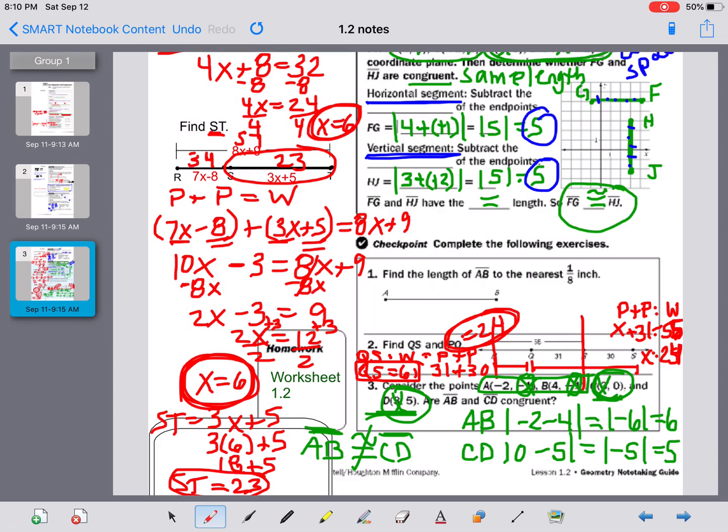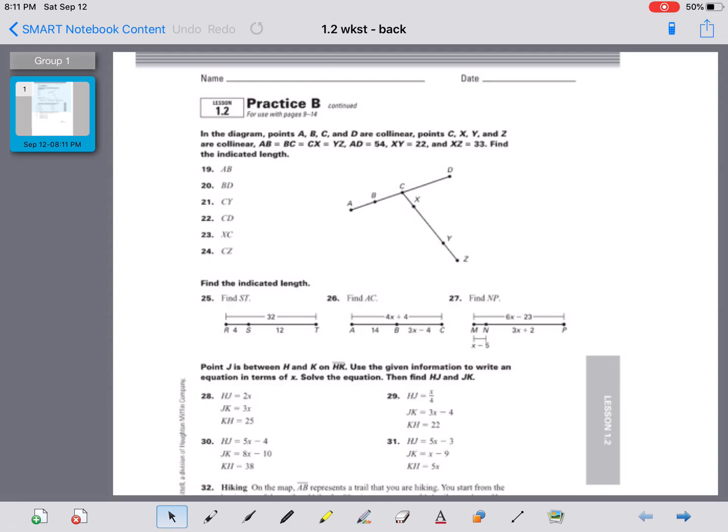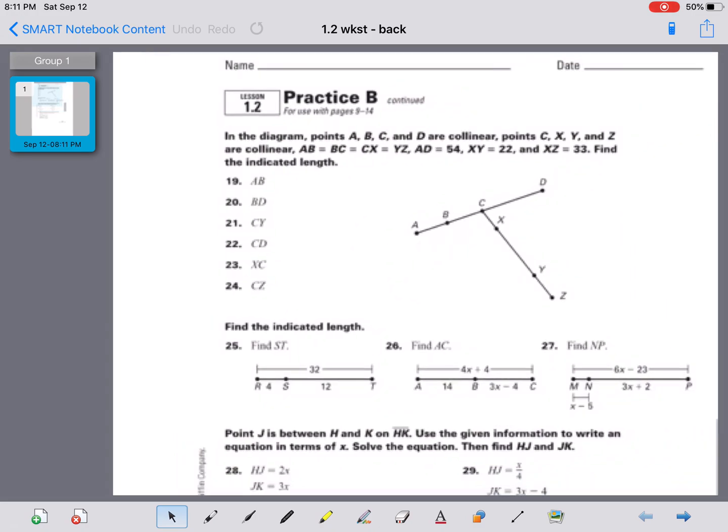Okay, you have a homework worksheet. I'm going to actually pull up your homework worksheet real quick, or at least part of it, because I do want you to peek at it. So this is the back of your homework worksheet 1.2, and I especially want to point out, by the way, some of these problems are missing on your homework sheet because I didn't want you to do them all. But I do want to point out this back part, okay?